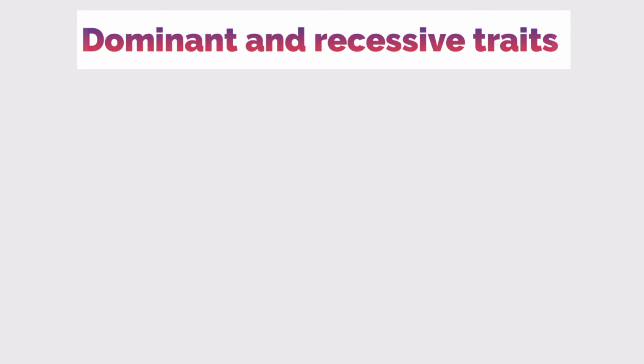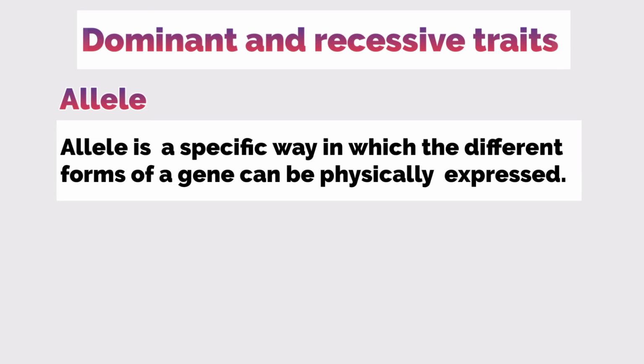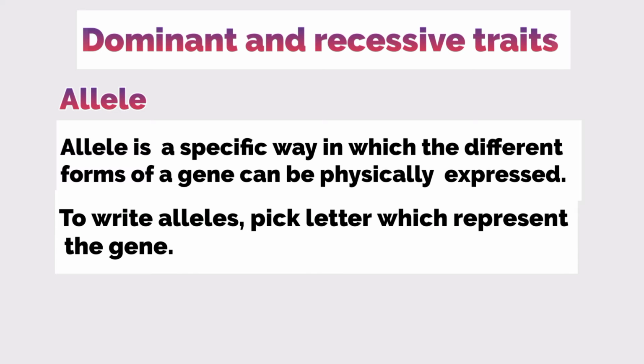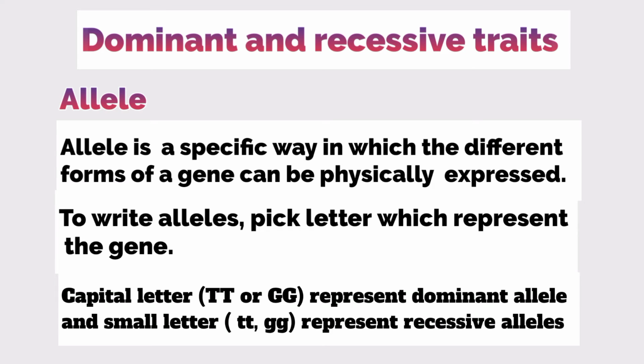Dominant and recessive traits. Here first we know allele. Allele is a specific way in which the different forms of a gene can be physically expressed. To write alleles, pick a letter which represents the gene. Capital letter represents the dominant allele, and small letter represents the recessive allele.